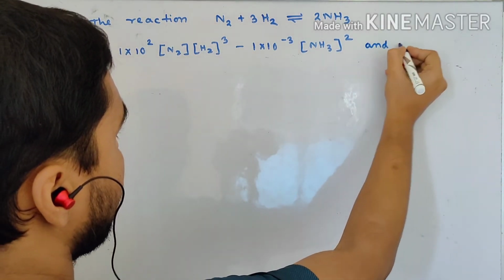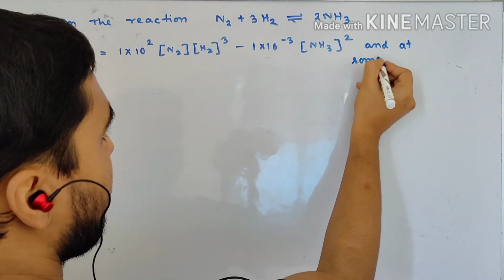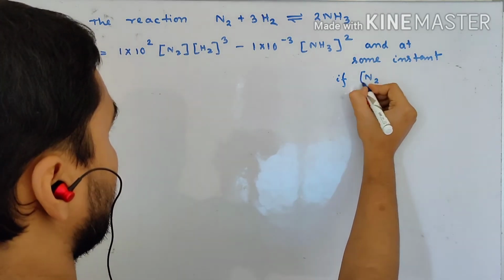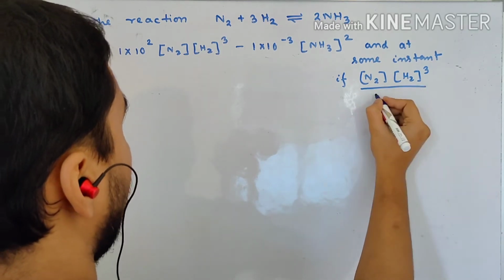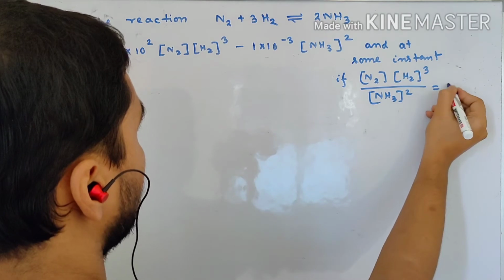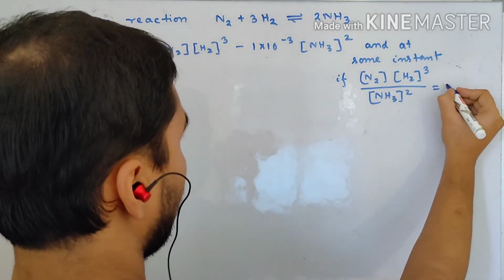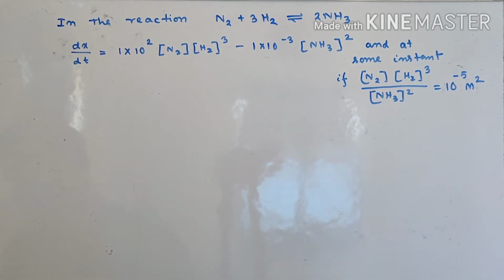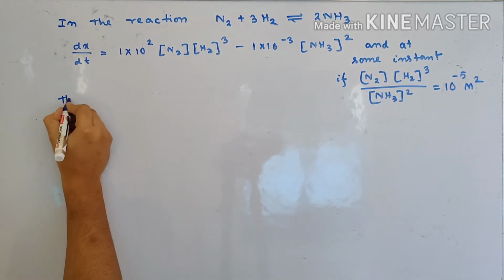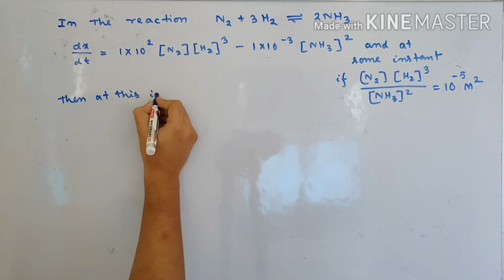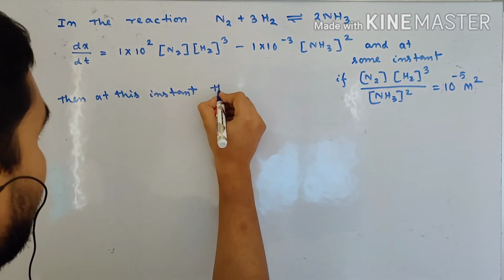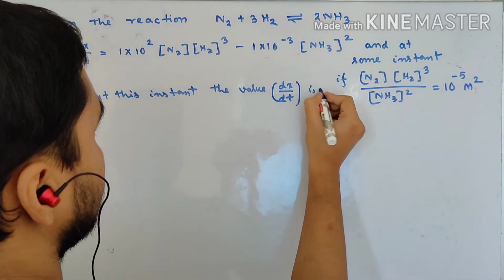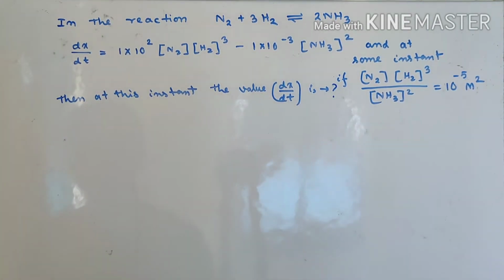Alongside it is written, and at some instant, if [N2][H2] divided by [NH3] whole 2 is equal to 10 to the power minus 5, then at this instant the value of dx by dt is how much? That is the question. Options are given.